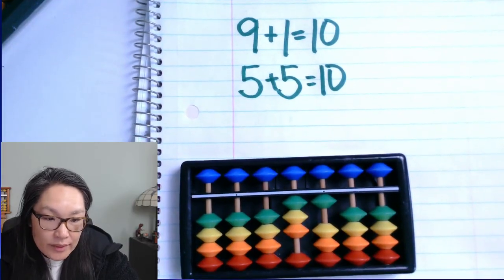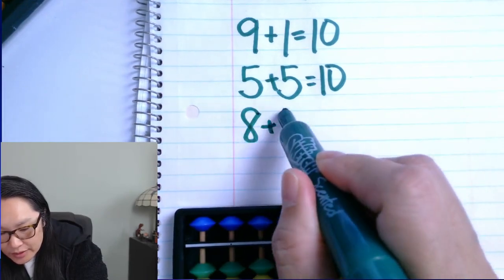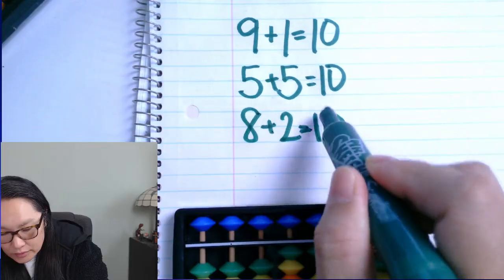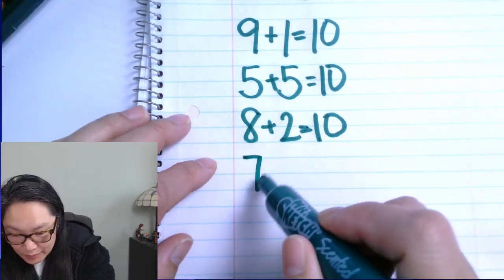What's another way to make a 5? 8 plus 2. Yes! So we have 8 plus 2. What's another way? Oh, good. And 7 plus 3. I think that's everything, right? 7 plus 3.